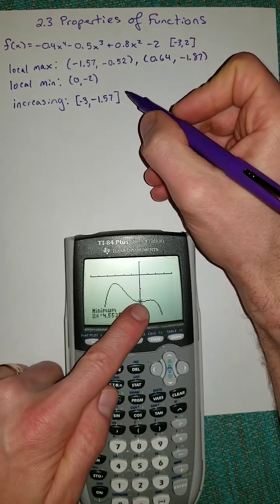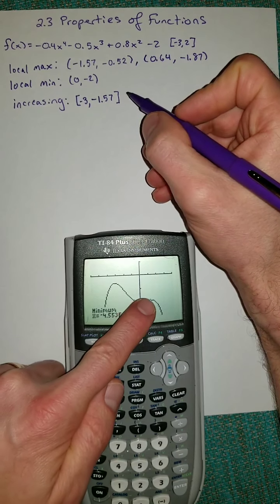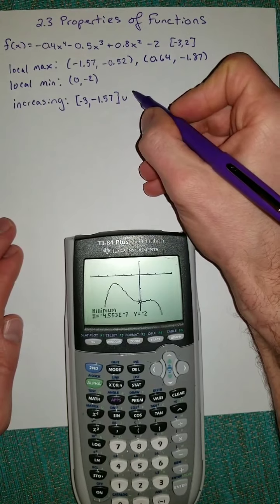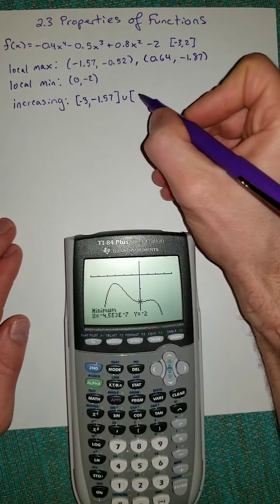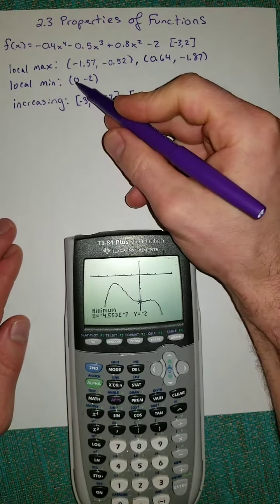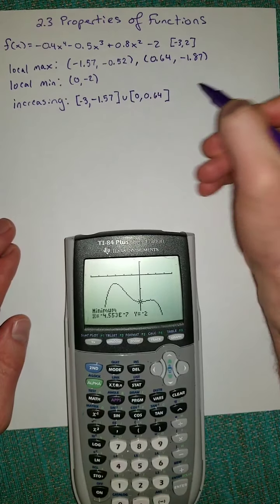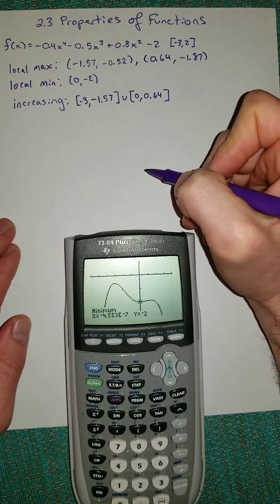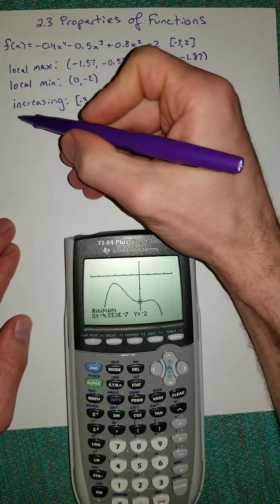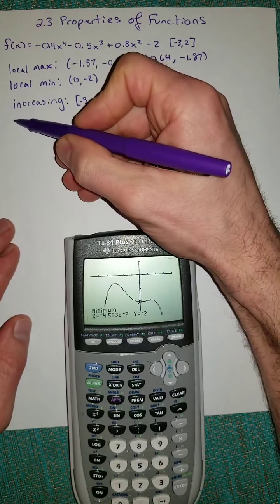There's also another interval of increasing from the minimum here to the maximum. And so that would be from 0, these are x values, remember, 0 up to 0.64. So there are two intervals where this graph is increasing. There are also two intervals where this graph is decreasing.